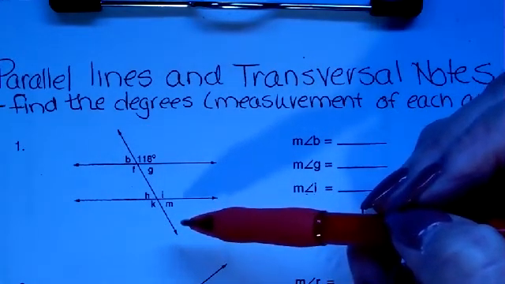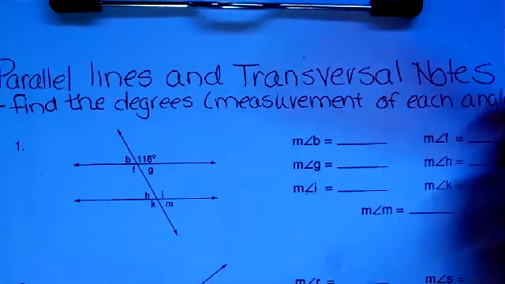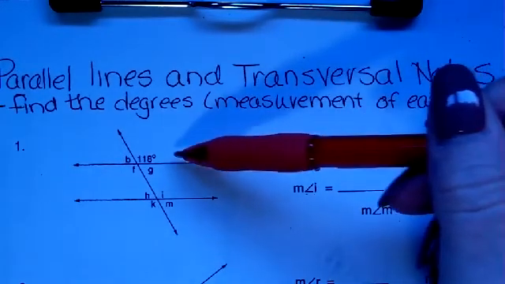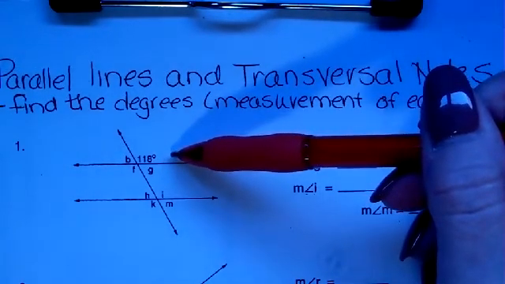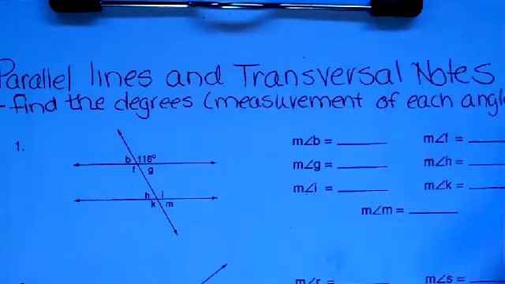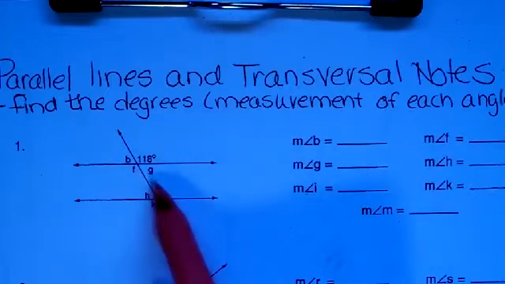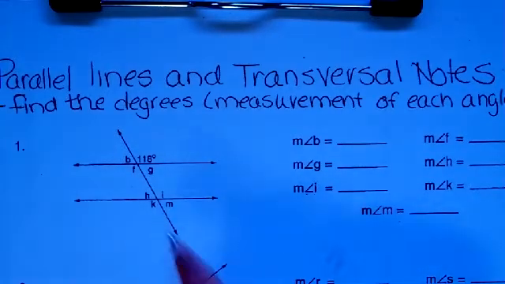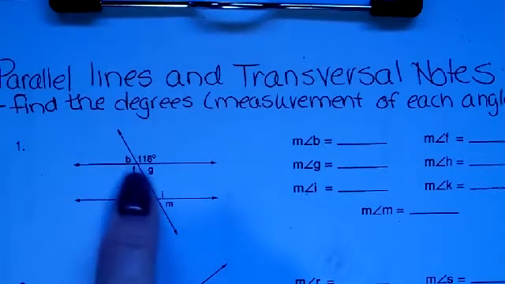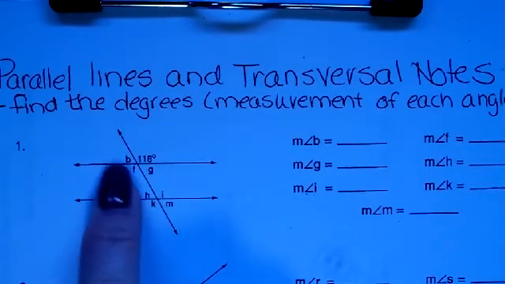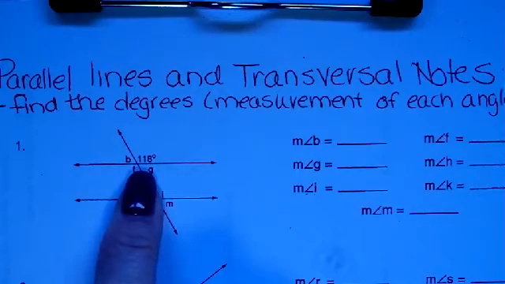What's going to happen in these particular problems is you're going to be told the measurement of one of your angles, just like here in number 1, I'm told this angle is 118 degrees. Okay? Then I'm going to have to find the other angles' measurements. Now, I want us to just focus on this little X right here. Okay? This is going back to 7th grade.